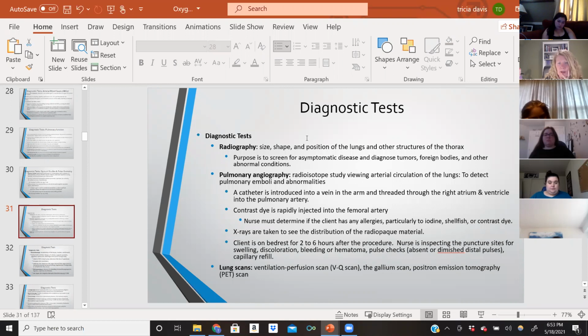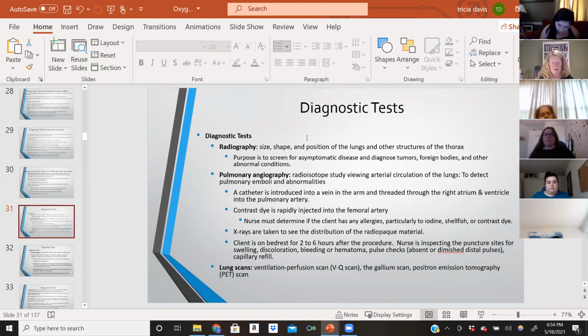So this is a radioisotope study that can view the arterial circulation of the lungs. We would perform this to detect a pulmonary embolism and also different kinds of abnormalities. When it's performed, a catheter is inserted into the vein in the arm, and it's threaded through the right atrium and ventricle of the heart into the pulmonary artery. Once it gets there, they put a contrast dye through the femoral artery.